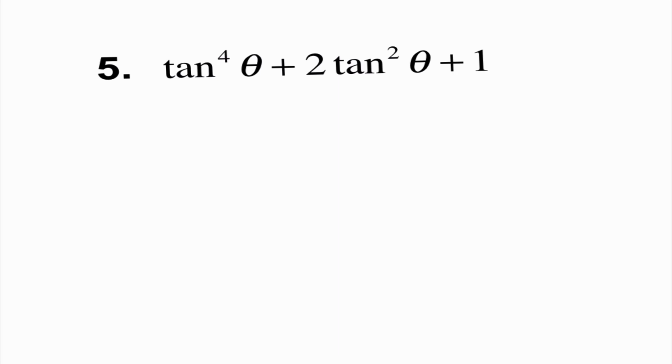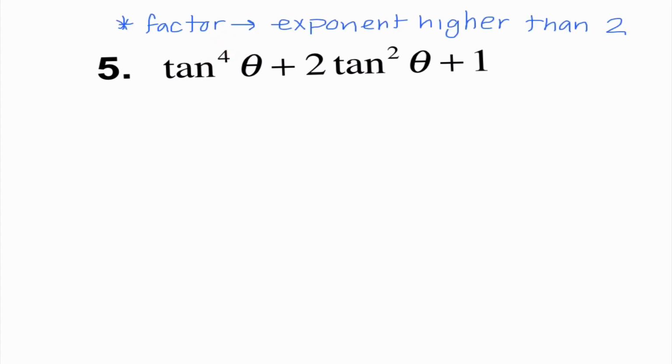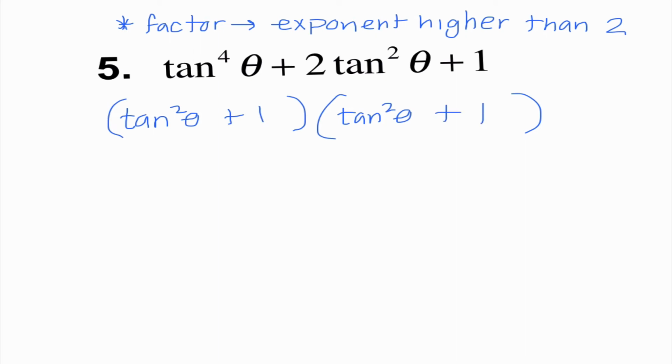Looking at number 5, tan to the 4th plus 2 tan squared plus 1, this 4th power really freaks me out. And so mathematically, it's a good idea to factor whenever we have an exponent higher than 2. So I'm going to go ahead and try and factor this. I know that tan squared times tan squared would get me tan to the 4th. 1 times 1 gets me 1, and if I check my inside and outside terms, tan squared plus tan squared is 2 tan squared.